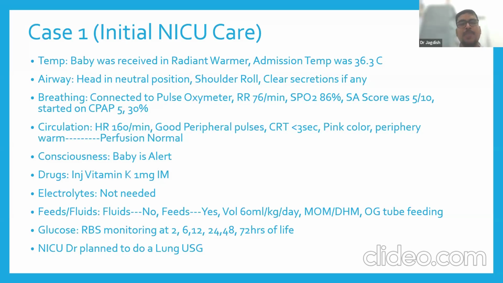Then for the breathing, what she has done, she has connected the baby to a pulse oximeter, and the respiratory rate she counted, it was 76 per minute. Saturation was showing 86%, and the Silverman-Anderson score was 5 by 10. So with this background, with Silverman-Anderson score 5 by 10, baby not maintaining saturation, high respiratory rate, they decided to put the baby on CPAP.